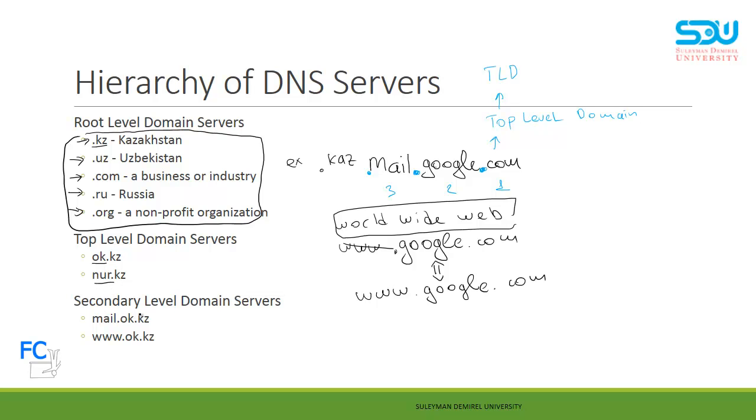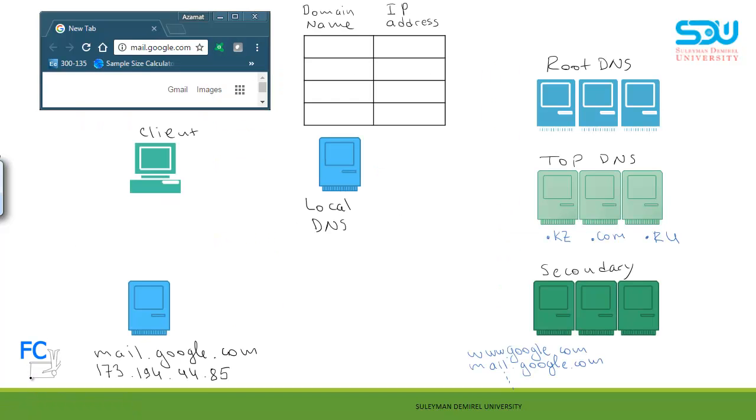And the secondary level knows about all the third level domain names. Like inside OK.KZ, we have different domain names of the third level, like mail, www, and so on. Let's take a look at a small example to understand this hierarchy better.